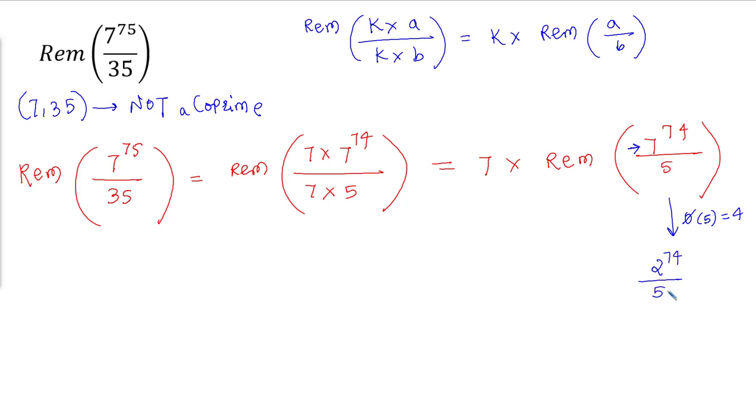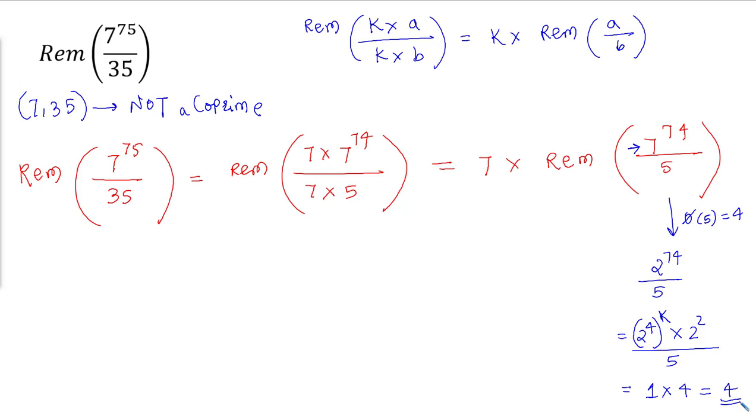We know that the Euler of 5 is 4. So 2 to the power 4, bracket to the power some k. If we divide the power 74 by 4, the remainder is 2. So 2 to the power 4, bracket to the power k, into 2 to the power 2 is remaining here, divided by 5. Over here the remainder is 1, and 2 square is 4, divided by 5, the remainder is 4. So the final remainder is going to be 4.